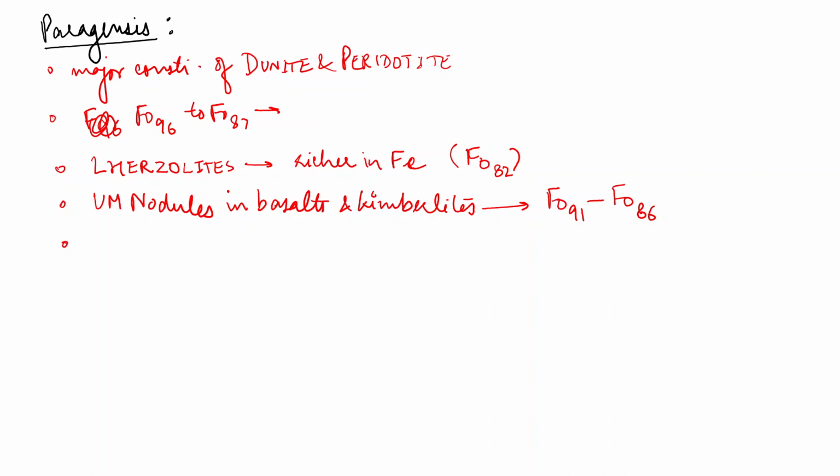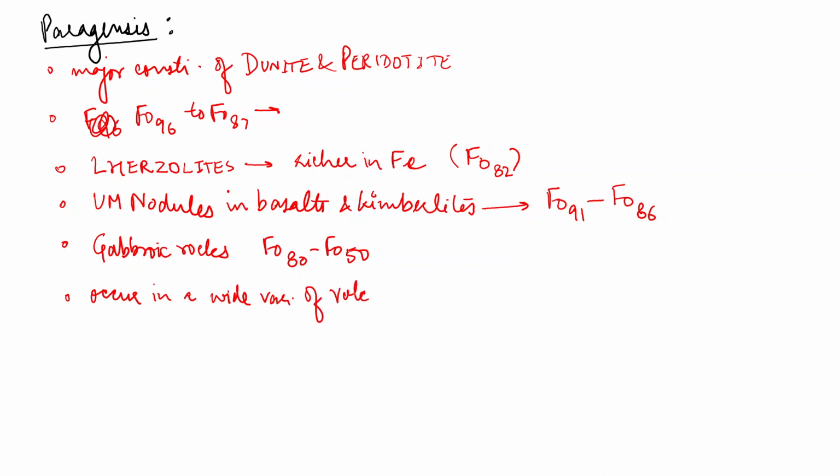But now, if we look at the gabbroic rocks, in gabbroic rocks, the compositional range of olivine is between forsterite 80 to forsterite 50. Means now the olivines are getting richer in the iron content. Okay. So the olivines occur in a wide variety of volcanic rocks.